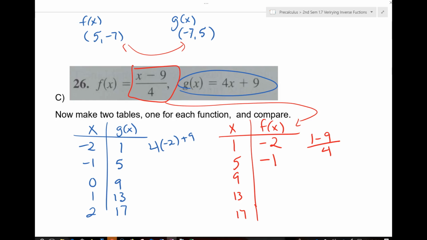Now, doing the same thing here, we can go 9. 9 minus 9 is 0. 0 divided by 4 is 0. Put 13 in. 13 minus 9 is 4. 4 divided by 4 is 1.